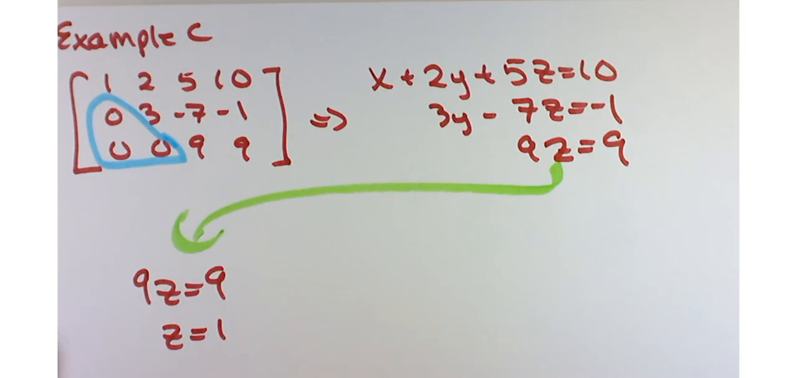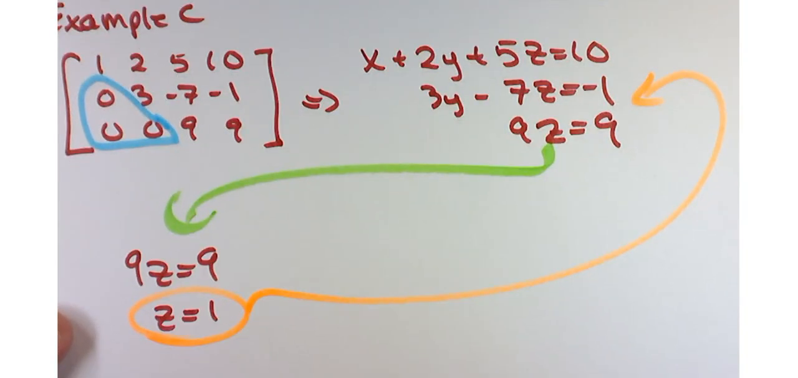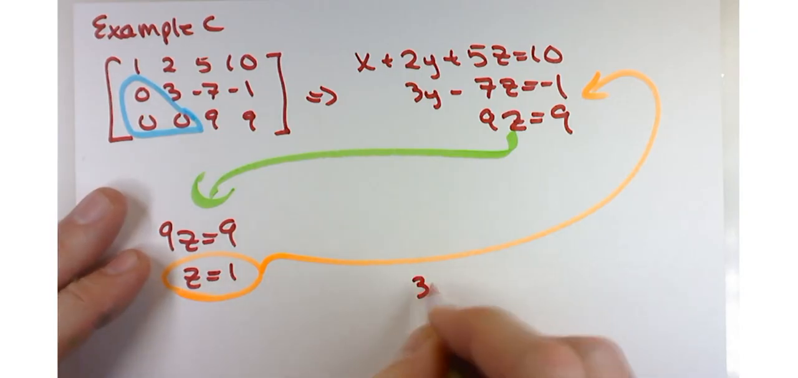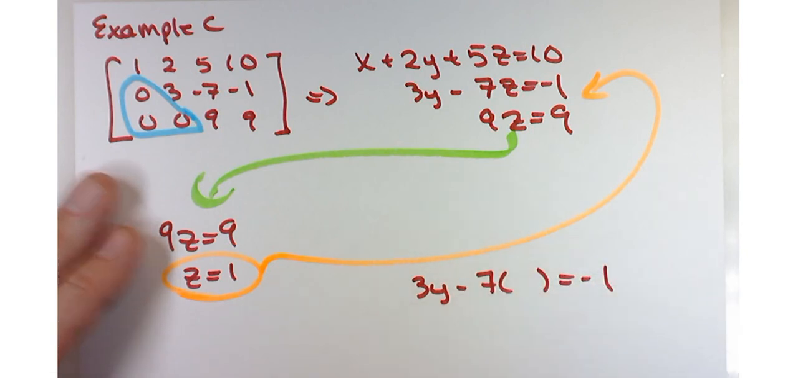Great. If z equals 1, let's plug that back in here and solve for y. Let's see what we've got going for y. We get 3y minus 7 times 1 equals -1.